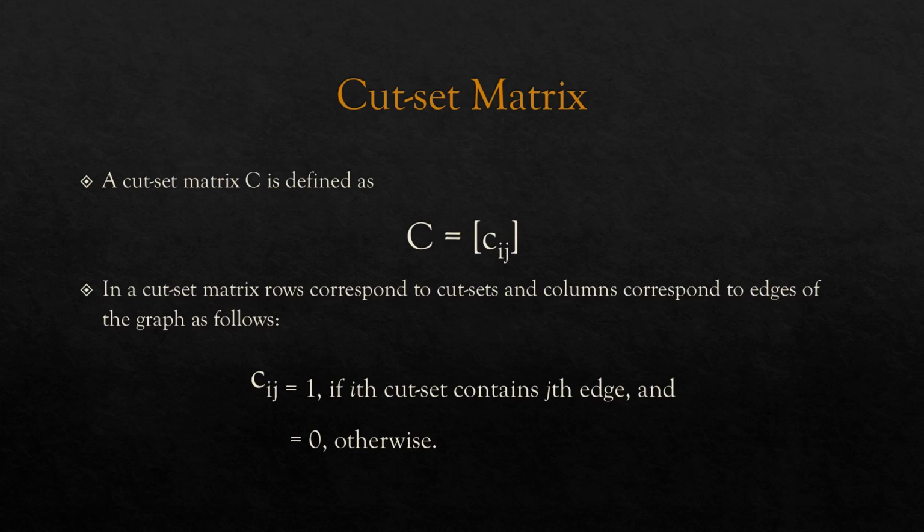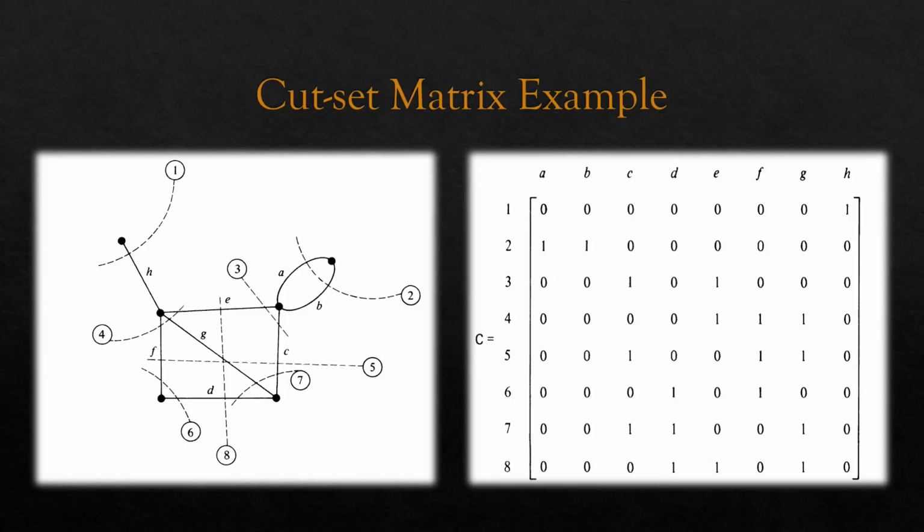The cut set matrix is defined as C equals C of ij, where the rows in the cut set matrix correspond to the cut sets and the columns correspond to the edges of the graph. How you do this, let's look at an example. This is a graph. These are the cut sets that are marked over here in dotted lines. This is the cut set matrix.